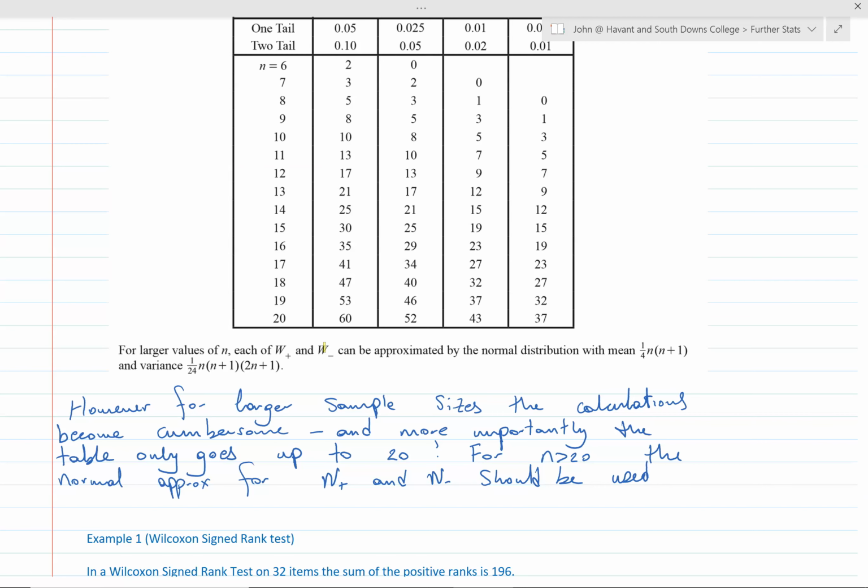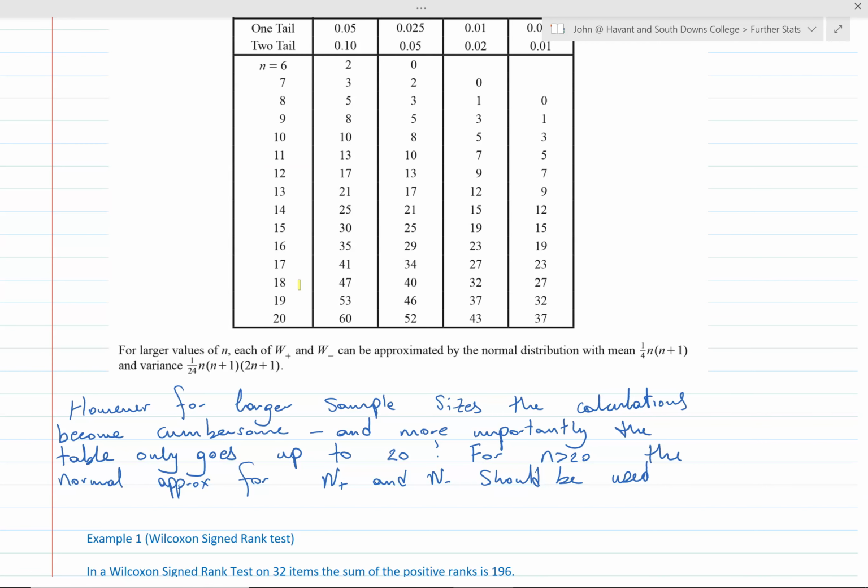Now, you're unlikely to be asked a question from scratch with this because, by its very nature, 20 is quite a large number. So probably you're given some kind of summary data to enter the question. So here's a couple of examples.